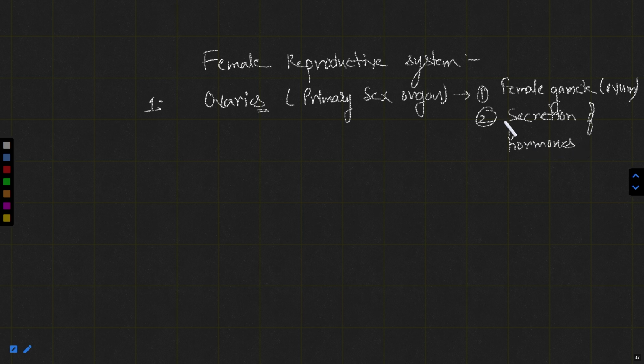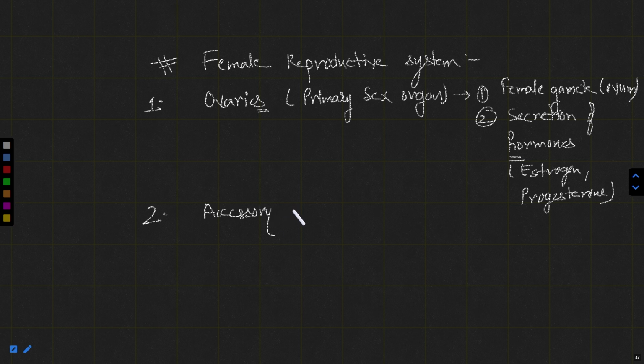Such as estrogen and progesterone. Clear? So these are known as the ovarian hormones, estrogen and progesterone. Clear? Then the female reproductive system also consists of the accessory ducts. Clear? And the third one is the female external genitalia.